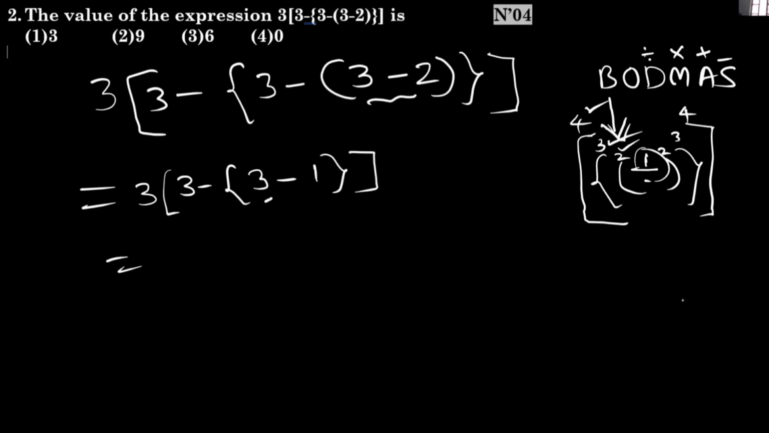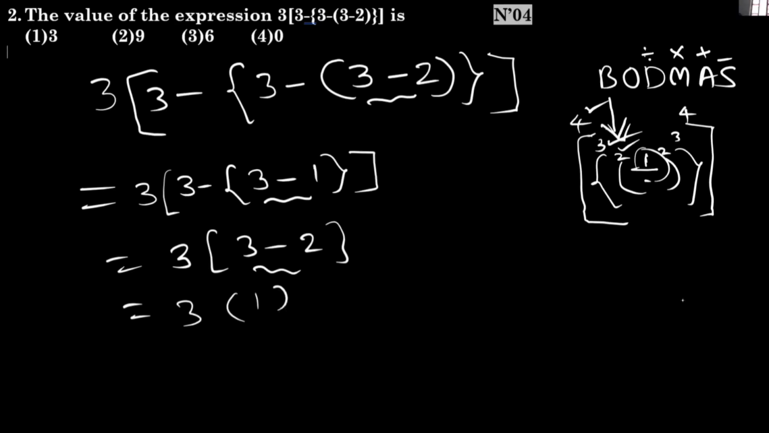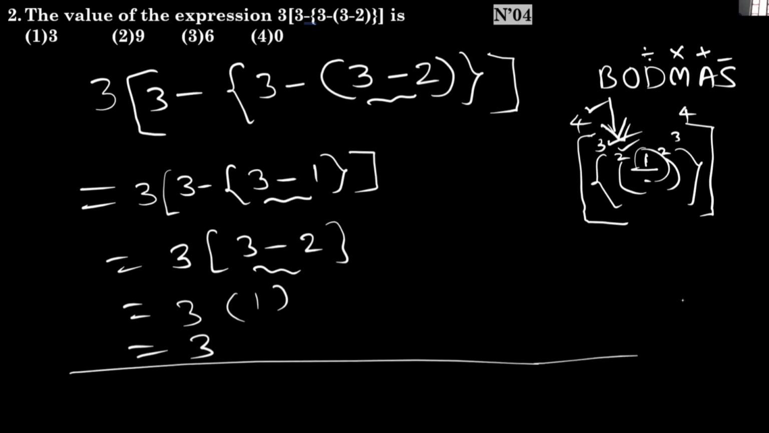So next the flower bracket, 3 minus 2. This square bracket also completed, 3 minus 2, 1. So 3 ones are 3, children. So 3 ones are 3, option 1.